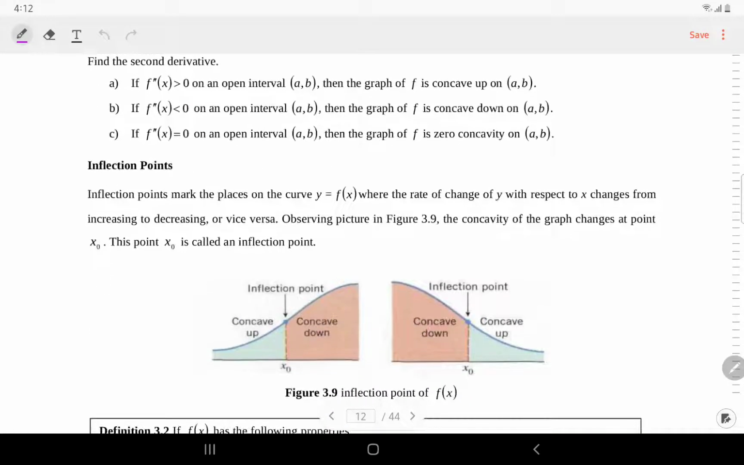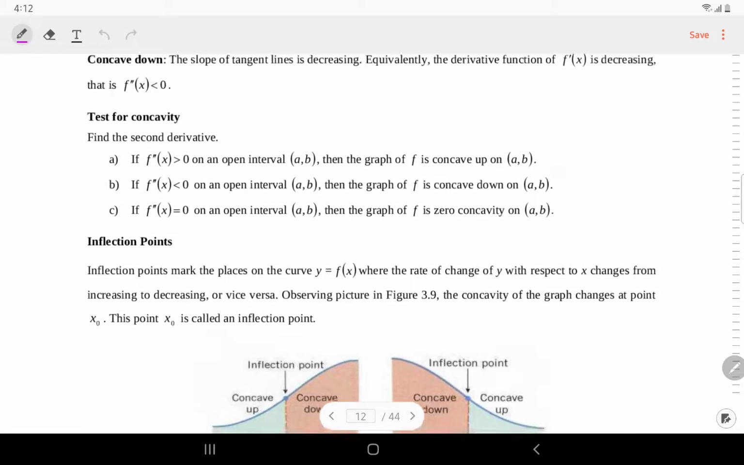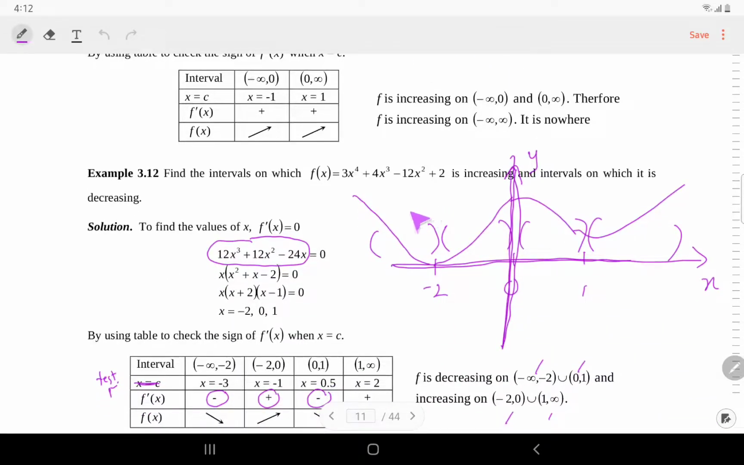Okay, and then the inflection point. How do we find the inflection point? Before that, let's see what an inflection point means. An inflection point marks the place on the curve where the rate of change of y with respect to x changes from increasing to decreasing. Like just now, here it decreases, then increases. Between decrease and increase, the point in the middle here is the inflection point. Here it increases, then decreases. The point in the middle between increase and decrease is also an inflection point. So that is what an inflection point means.